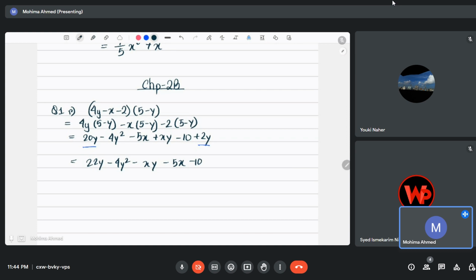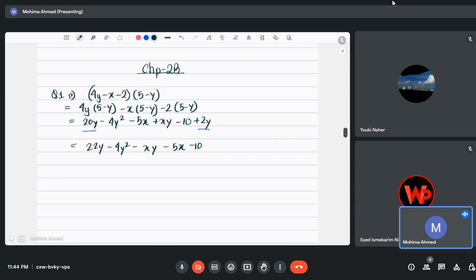It's always preferable in this kind of situation that you start writing your answer in alphabetical order, or power order, or numerical order. For example, minus 4y squared was the biggest value for y with the maximum power. Then you can write 22y, then xy, minus 5x, minus 10. It's just more organized and arranged, but you can also keep your answer in this format. Both are correct.